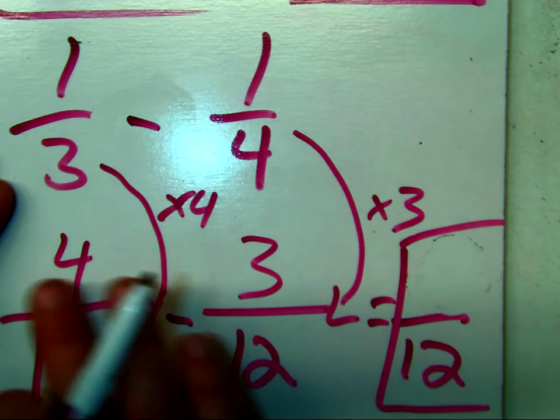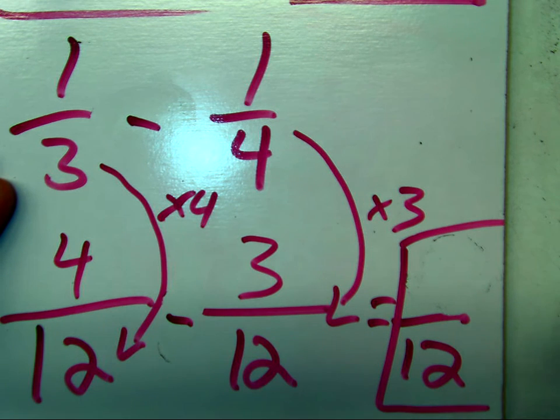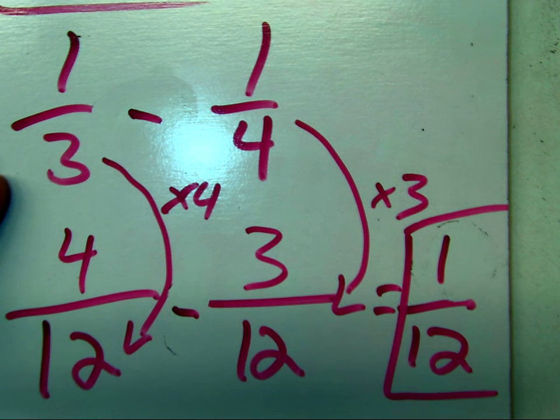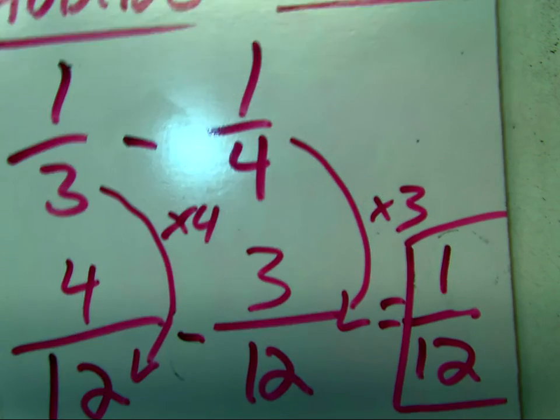Now it's just, instead of adding, I'm subtracting. 4 minus 3 is 1. 12 stays the same. The answer will be 1/12 instead. That's all you do for adding and subtracting fractions.